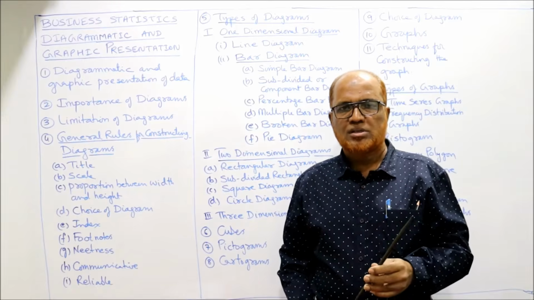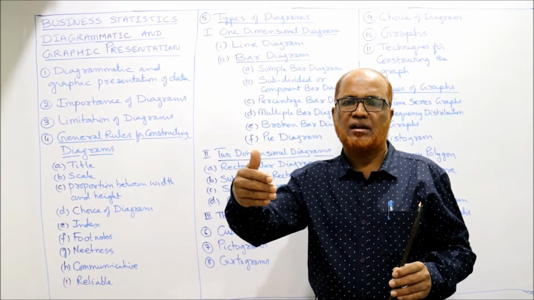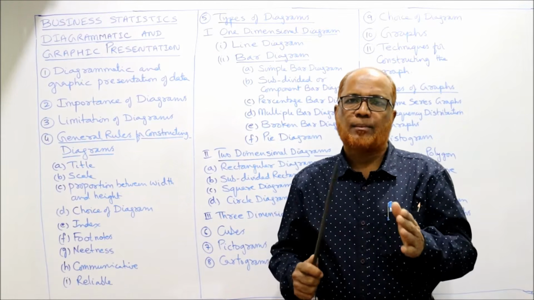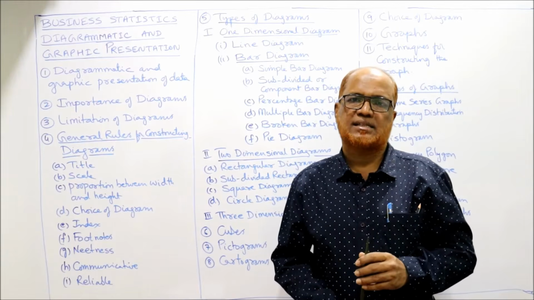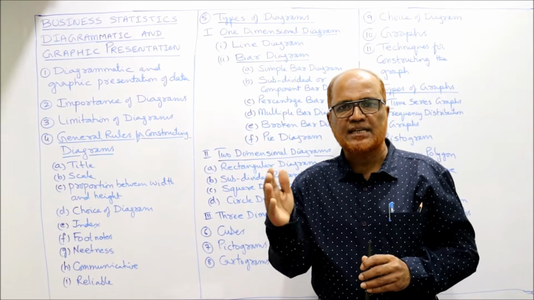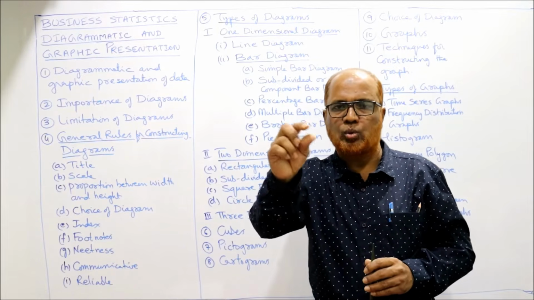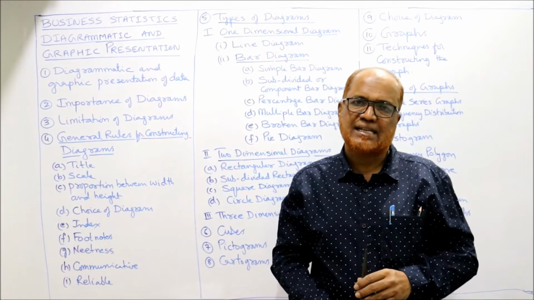Example I'll give you. Suppose on the paper, on the x-axis we have taken the year and on the y-axis we have taken the sales for a company. For a company we have the data for 8 years of sales. So we have taken the 8 years on the x-axis, 1, 2, 3, 4, 5, 6, 7, 8, and on the y-axis we have taken the sales.